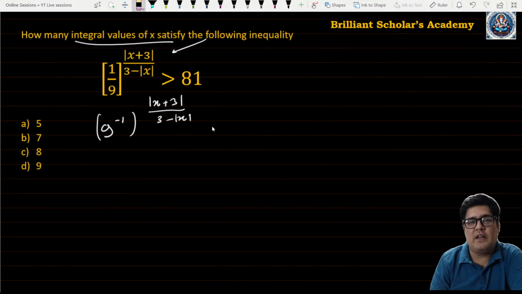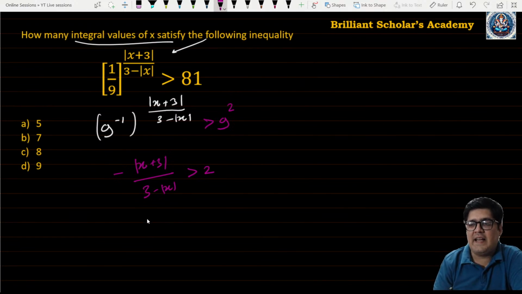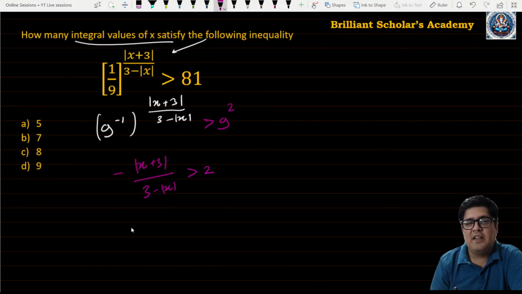So here what I want is, I need this to be more than 9 square. So what we have here is minus of modulus of x plus 3 upon modulus of 3 minus x, more than 2. When you cancel a minus sign, the inequality will reverse.